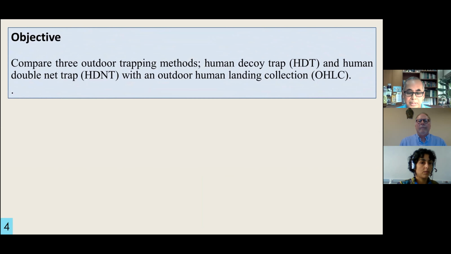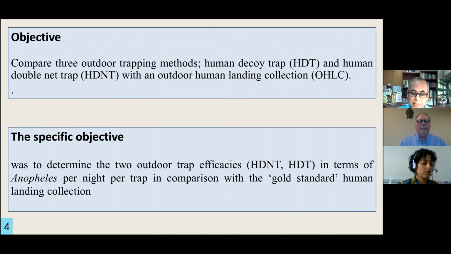The objective of this study was to compare the 3 outdoor trapping methods, which were human decoy traps, human double net trap, and outdoor human landing catch. The key objective was to determine outdoor trap efficacy in terms of anophelines collected per night per trap in comparison with the gold standard, human landing collection.